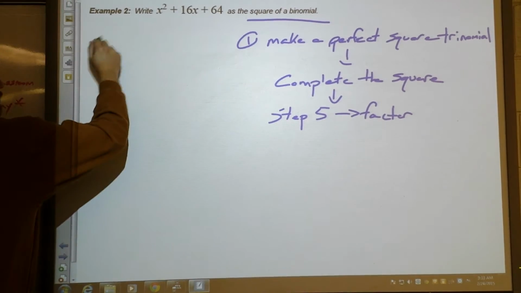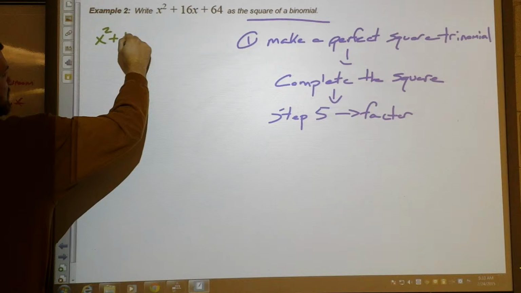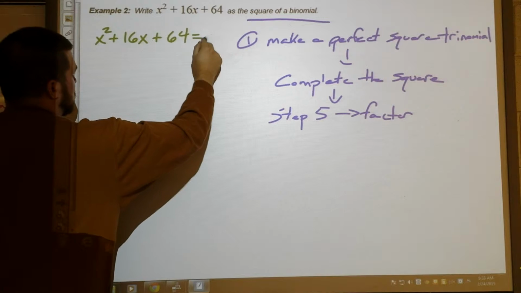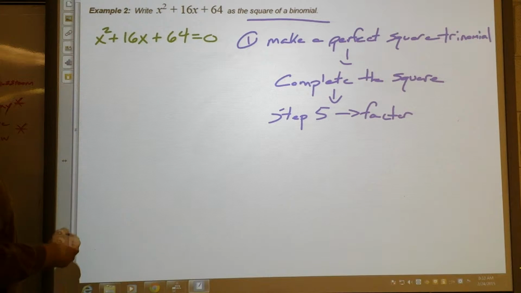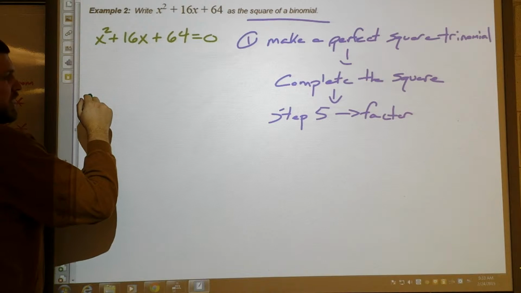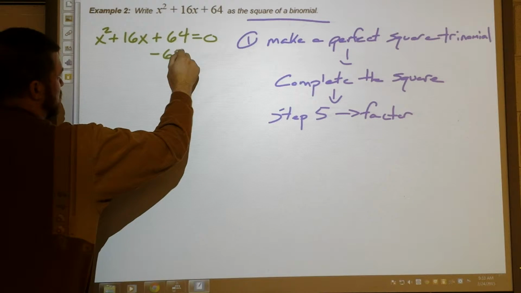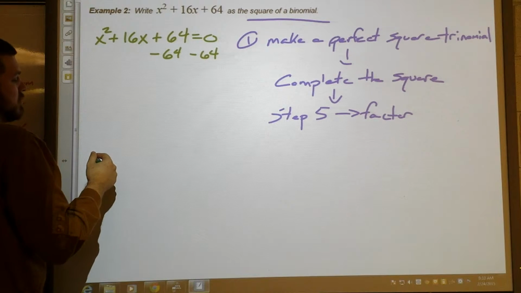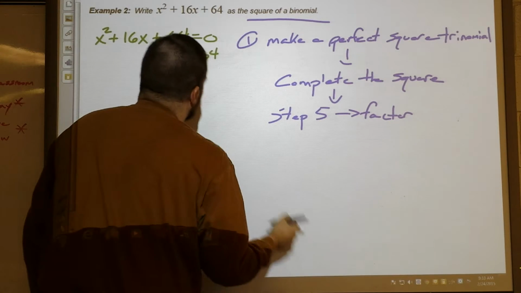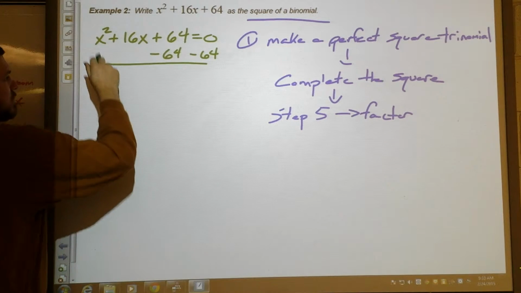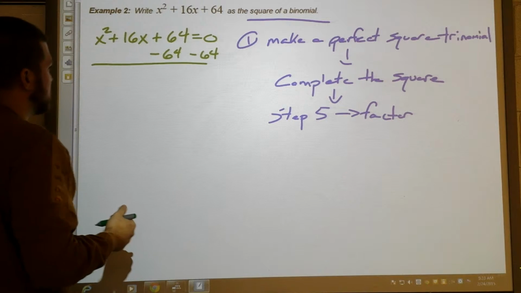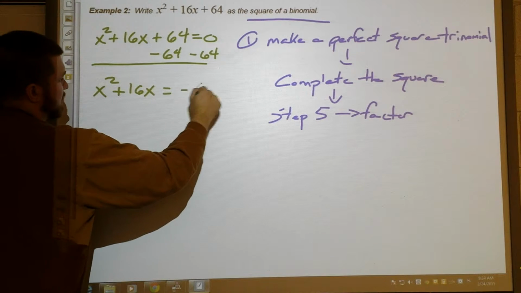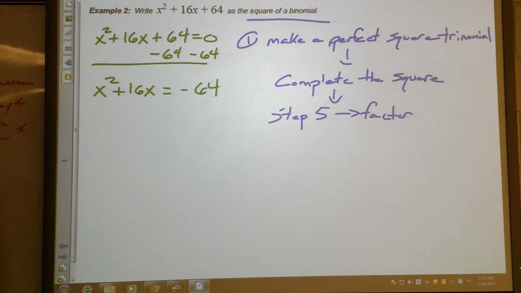Alright, so to get us started, I'm going to set this equal to 0, x squared plus 16x plus 64. My first step was to get x squared plus bx by itself, so I'm going to subtract 64. Now I want to clean this up. So I have x squared plus 16x is now equal to negative 64. Okay, now we're ready to get started.